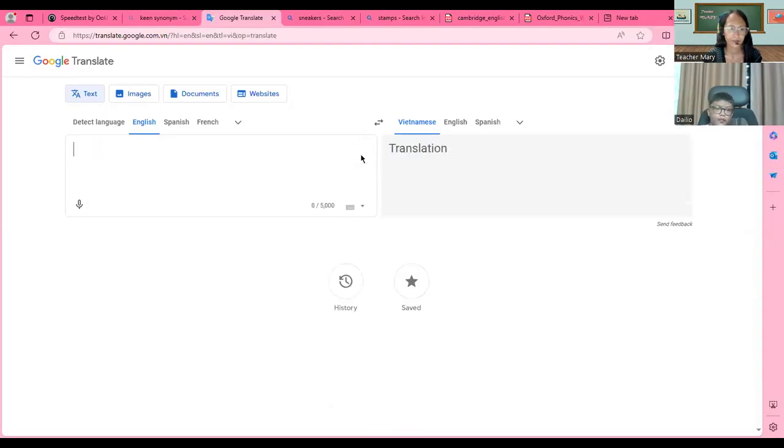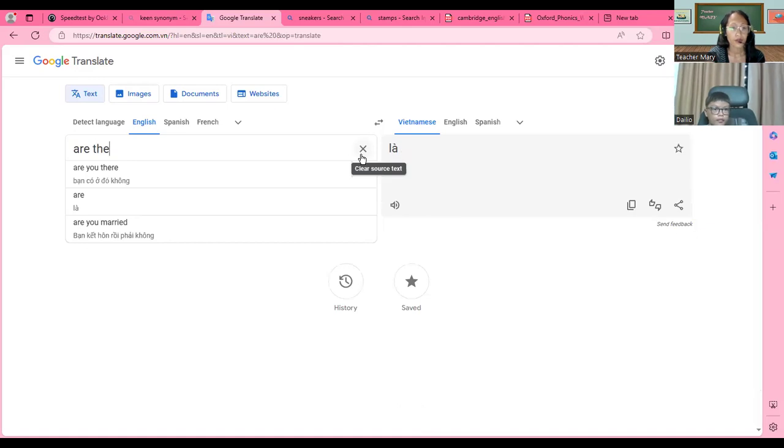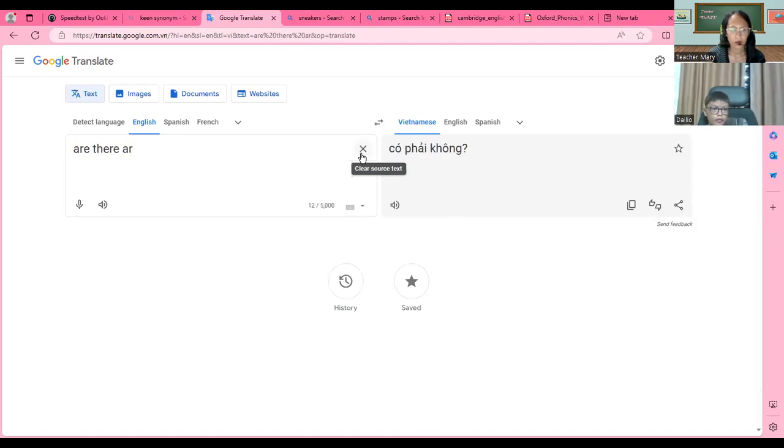Okay, so my question is, are there animals where you live? How about that? Yes. Okay, what are those? Mouse, dog, duck, chicken. Okay. Good. So now we are going to make a mind map.